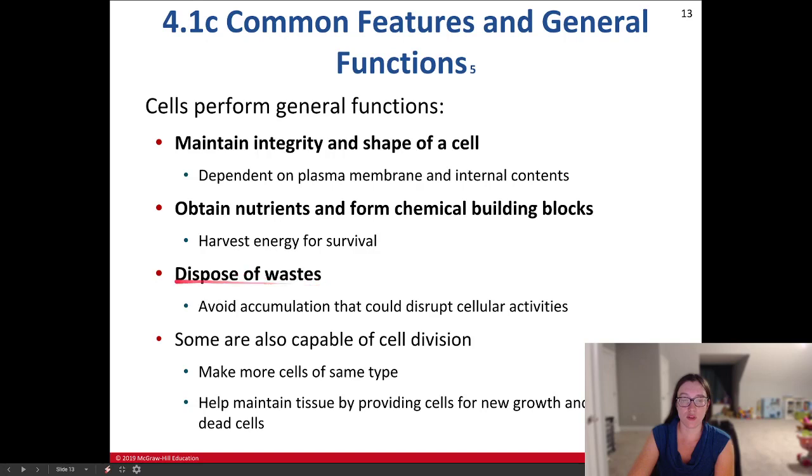It needs to dispose of wastes, and so the lysosomes are going to be important, as well as the peroxisomes for disposing of wastes. And then some are capable of cell division, and that's going to make more cells of the same type, and that helps maintain the tissue by providing cells for new growth and replacing dead cells. We're going to talk about cell division in the next lab.